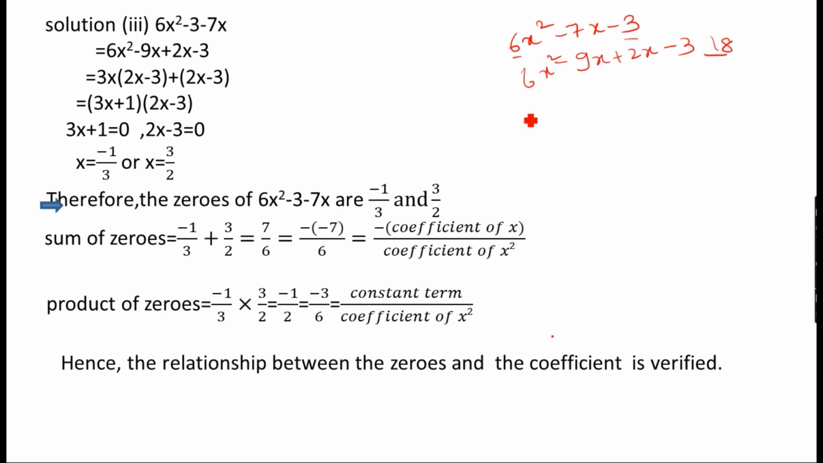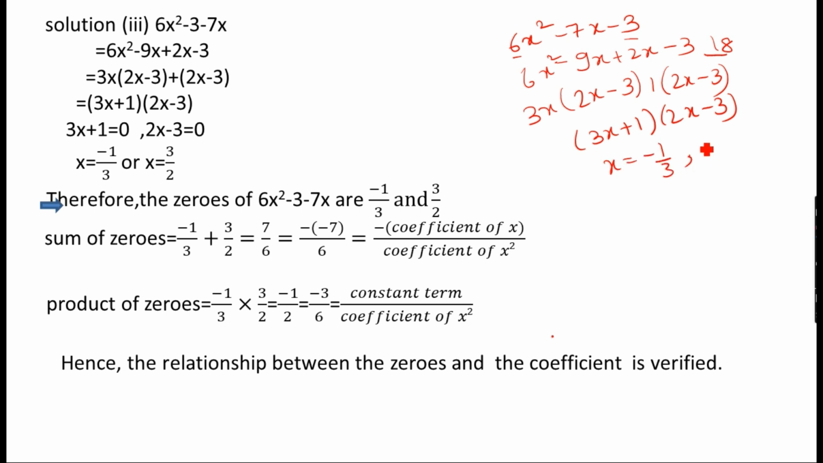Take 3x common from it. We get 3x common: 2x minus 3 plus 1 (2x minus 3). We get (3x plus 1) and (2x minus 3). Therefore, the values of x are minus 1 by 3 and 3 by 2. Here we get the zeros of the given polynomial.